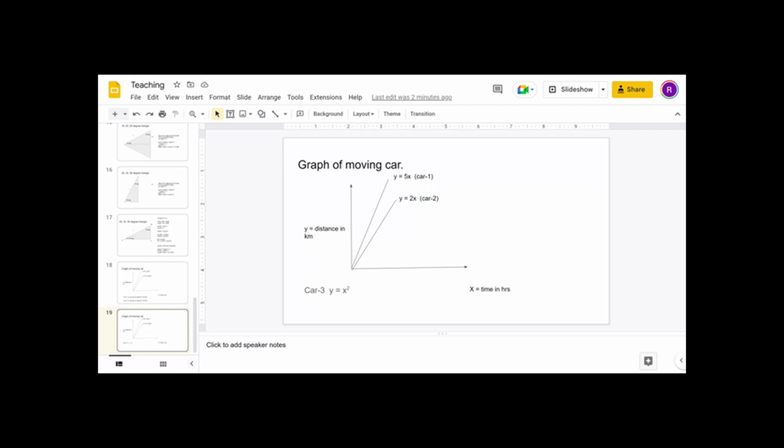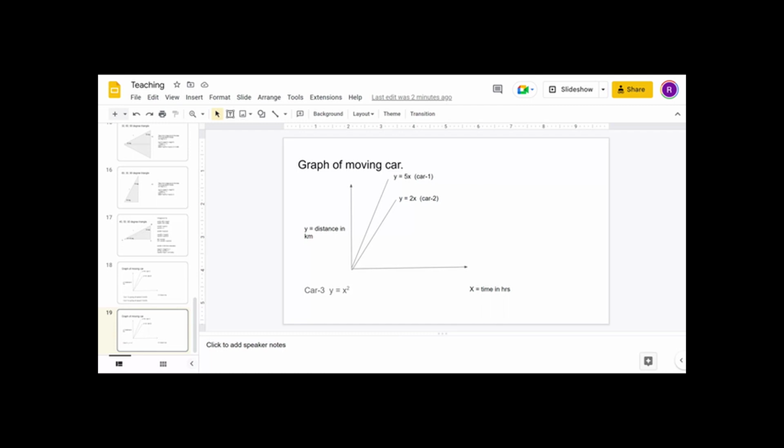9 kilometers is the total distance traveled in the 3 hours. But in the third hour itself, how much has it traveled? 5, exactly. Why? Because after 2 hours, the total distance was 4. After 3 hours, total distance is 9. So within the third hour, it has traveled 9 minus 4, which is 5 kilometers.